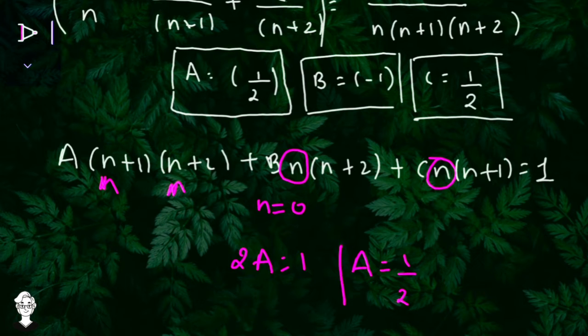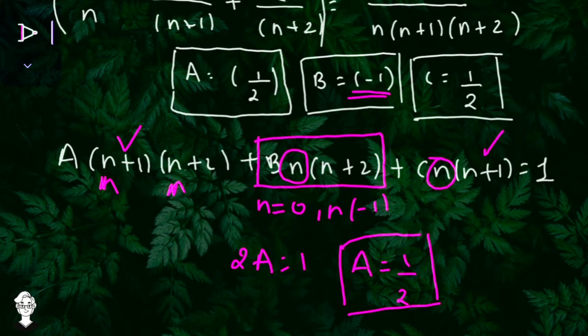So similarly, we will put n is equal to negative 1. Putting n is equal to negative 1, this becomes 0, this becomes 0, and we will obtain the value of b, that is negative 1. And when I put n is equal to negative 2, you can observe a will become 0, b will become 0, but c will not become 0. So we can solve for the value of c, and that will come out to 1 by 2.